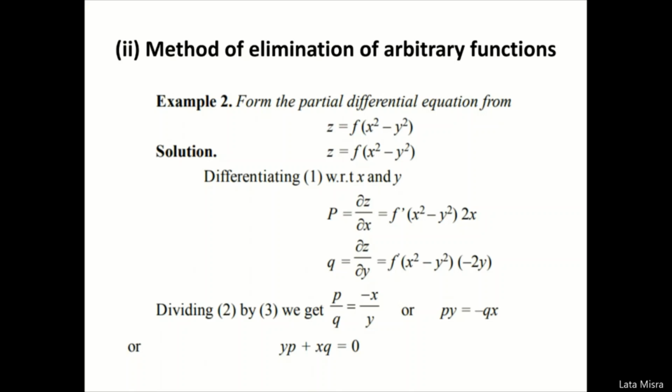Now when we differentiate partially with respect to x, we have f dash of (x square minus y square), and the partial derivative of x square minus y square is 2x. Similarly, we get del z by del y and denote it by q. So we see here in p and q there is a common function, f dash of (x square minus y square). We just divide both the terms and get yp plus xq equals 0 by eliminating the function. So these are the two methods by which we can form a partial differential equation. That's it.